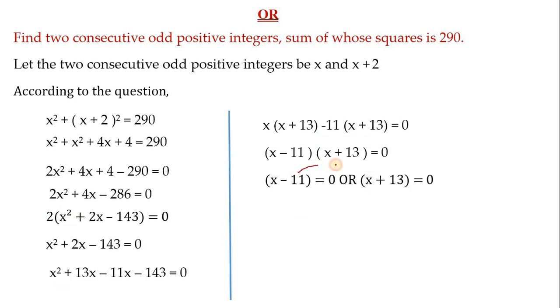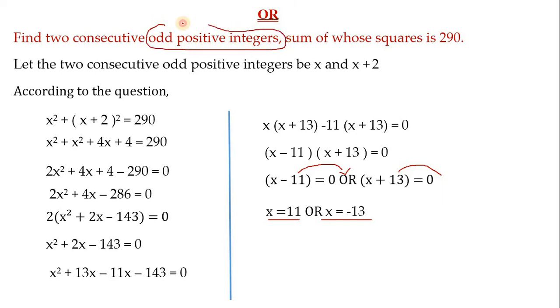Now this minus 11, transfer to this side, it will become plus. Transfer 13 to this side, it becomes minus. Hence x equals 11 or x equals minus 30. So they said here the two numbers are positive odd integers, but x we are getting negative. Hence we have to neglect this.